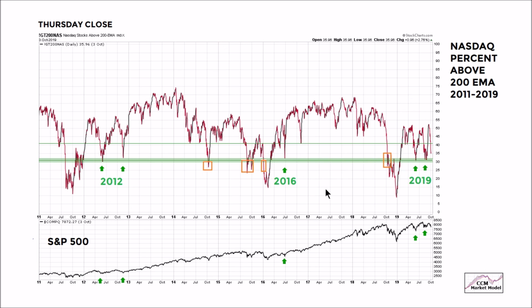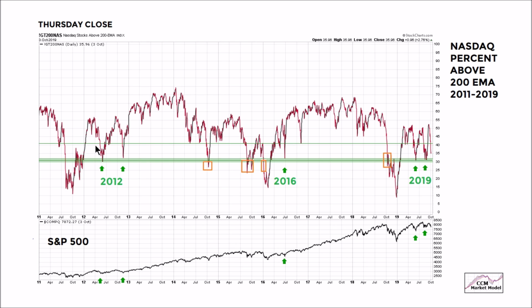NASDAQ percent above their 200-day exponential moving average. Held here in 2012. Held here in 2016. These are the dicier looks here that we want to avoid. See this here? After that, really bad things happen in the stock market. Nothing magical about any of these charts. Just simply telling us here the present day as of Thursday's close still looked more like this constructive period in 2016 and looked more like these constructive periods in 2012 where the stock market held and good things happened.